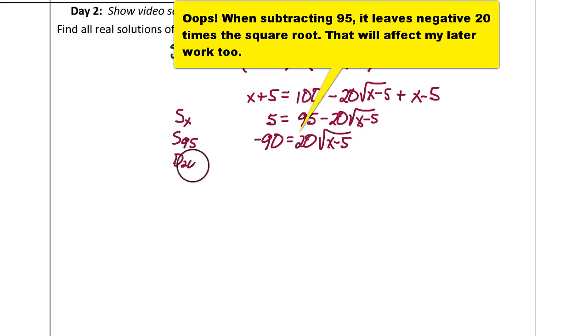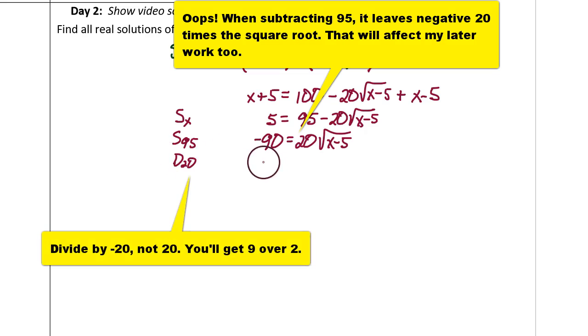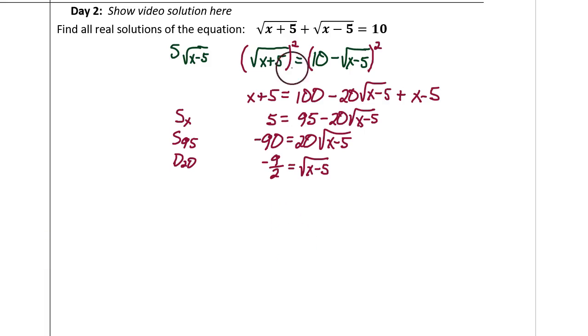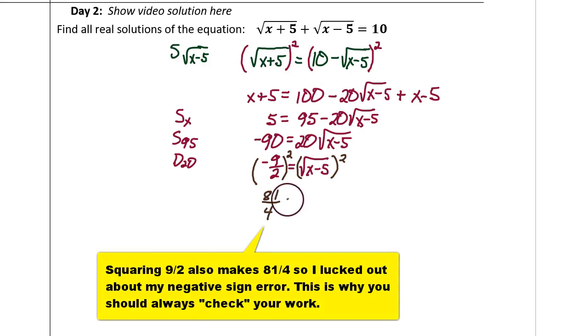Next, divide the 20 away. Negative 90 divided by 20 simplifies to negative 9 over 2. Do you remember how we removed a square root symbol earlier? By squaring? Let's do that again. Square both sides. On the left side, it makes 81 over 4. And on the right side, you get the expression inside the square root symbol.